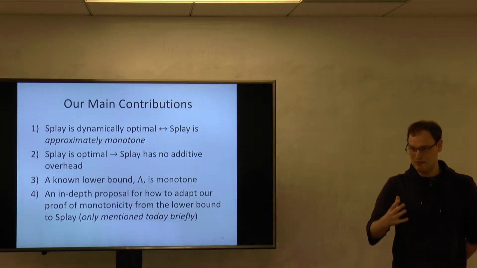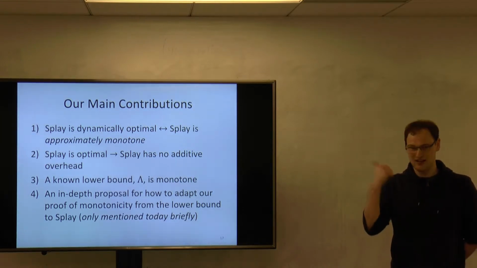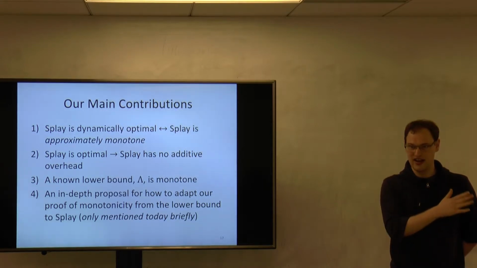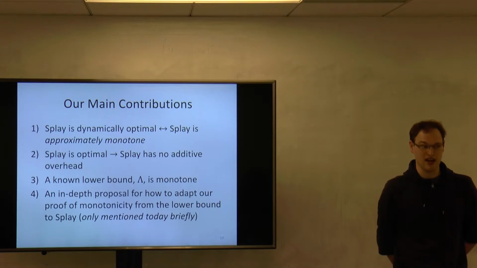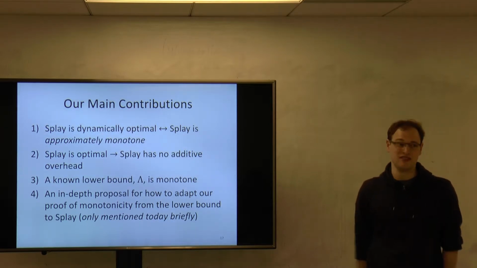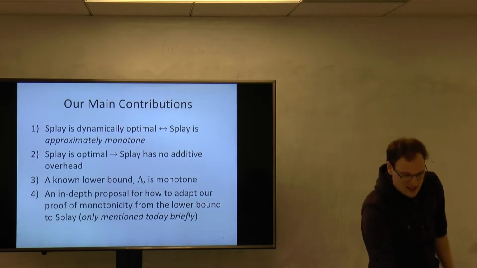If splay is optimal for some additive overhead function like that, then you can absorb that additive overhead into the constant factor in front of the optimum. Which is perhaps surprising, that you can say something about the manner in which an algorithm is optimal while not knowing if it is. But so that's the second thing.